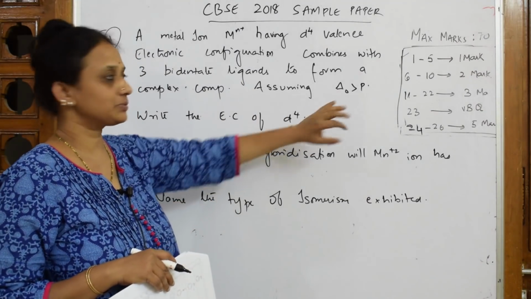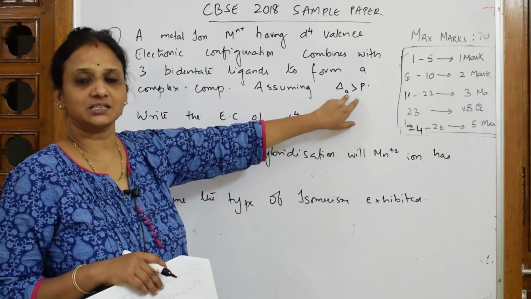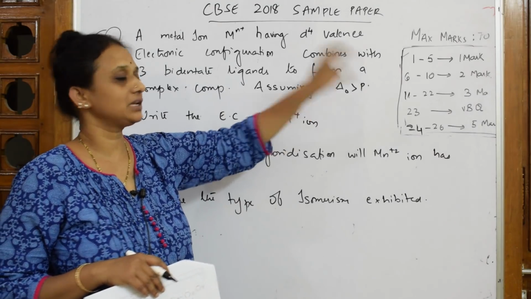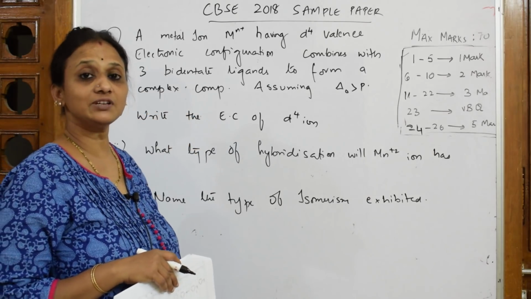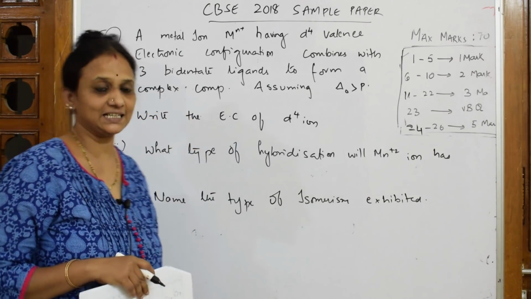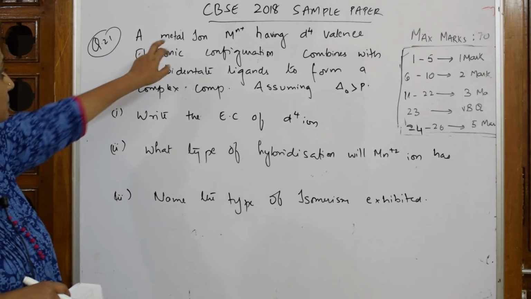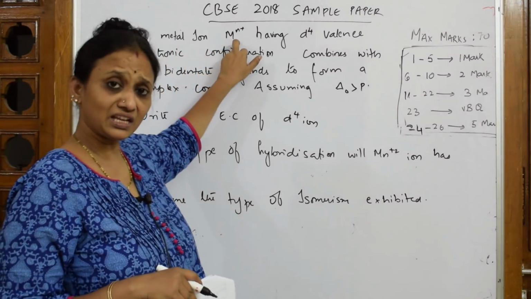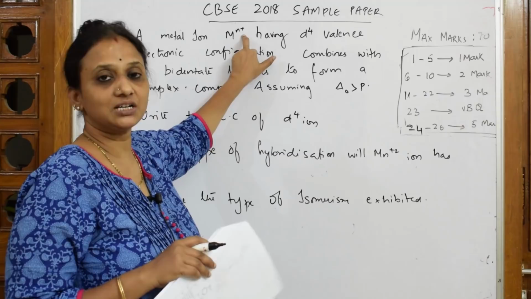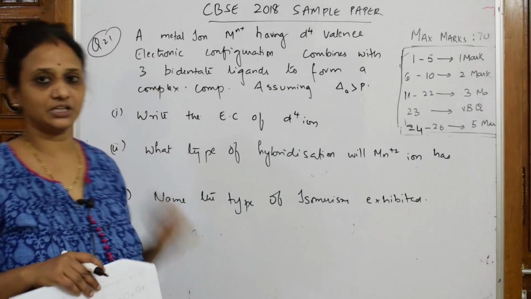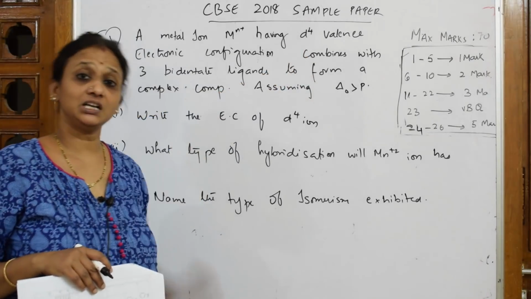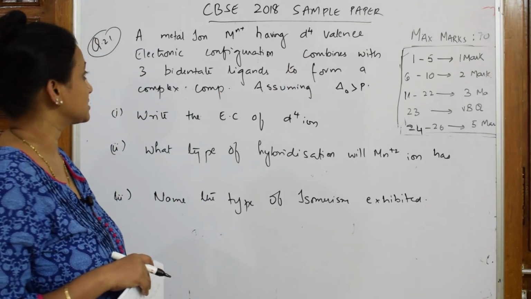So basically this concept, crystal field stabilizing energy greater than pairing energy, is only in coordination compounds. So we are going to study crystal field splitting in coordination compounds. Let's see that. In this question, they've given us a metal ion Mn plus, a cation having D4 valence electronic configuration. Here only they've given the clue, D4 valence configuration. Okay, we'll see what it is.